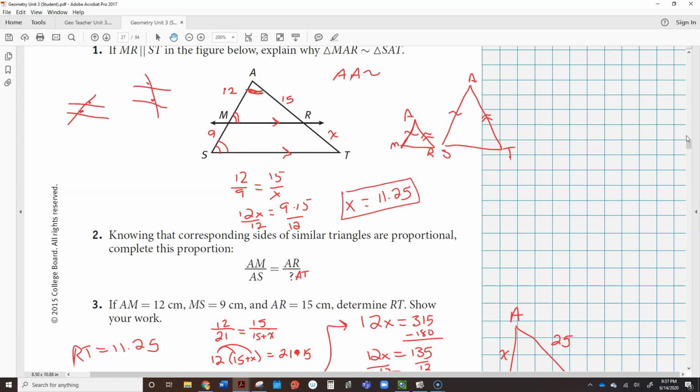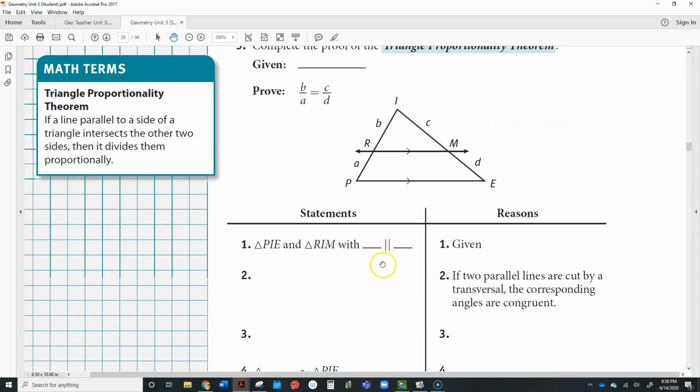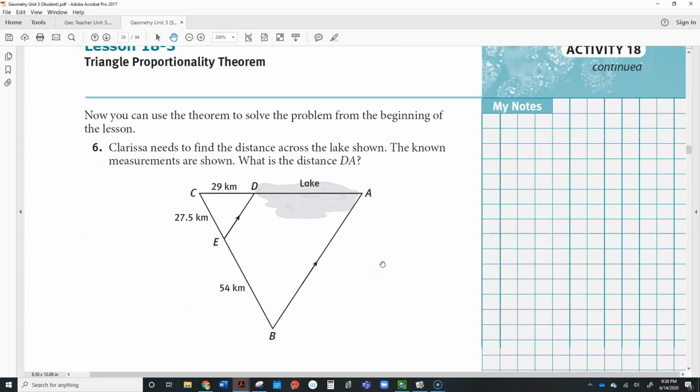And look, we found x to be the exact same thing as we did when we did it the other way. And this problem over here, now that we have this theorem, we don't have to do x plus 8 to get that long side. We can just do x over 8 is equal to 25 over 10. Cross multiply, 10x is equal to 200. Notice that we got that in our problem anyway. Divide both sides by 10, and x is equal to 20. We got the same value of x here as we did over here. So that makes your problems just that less complicated.